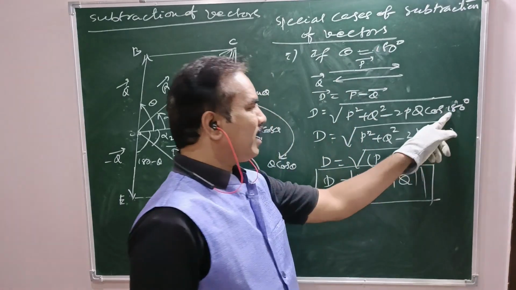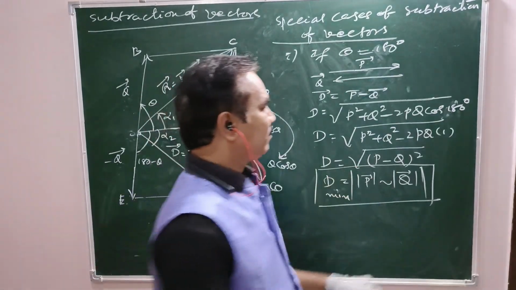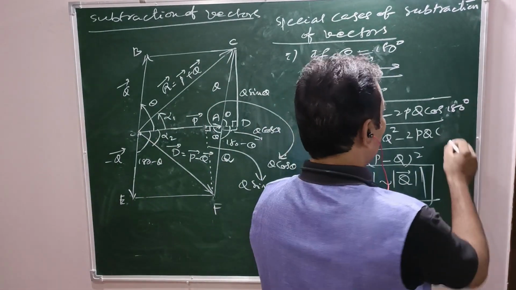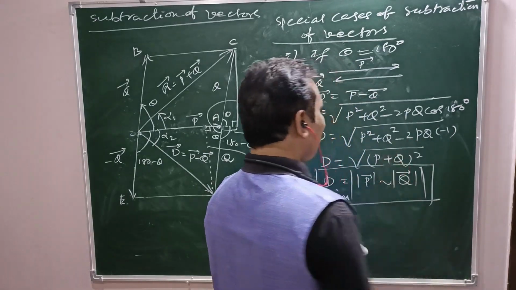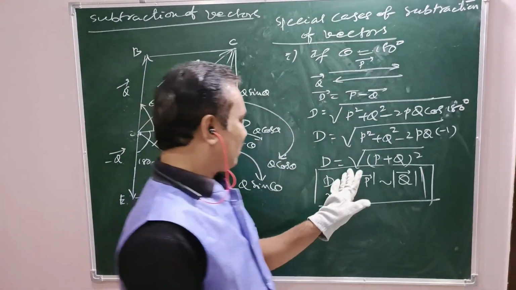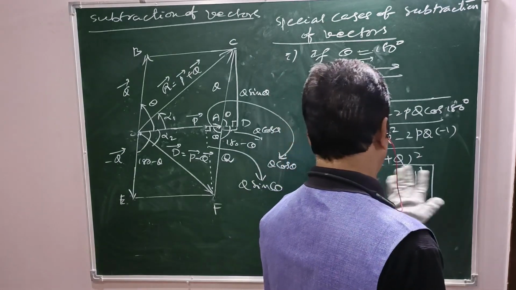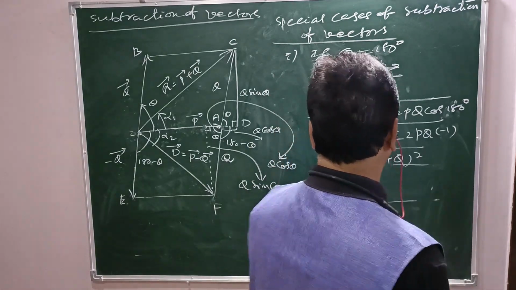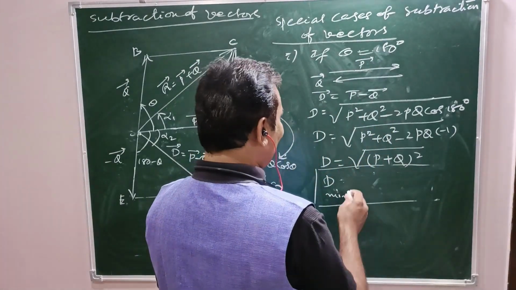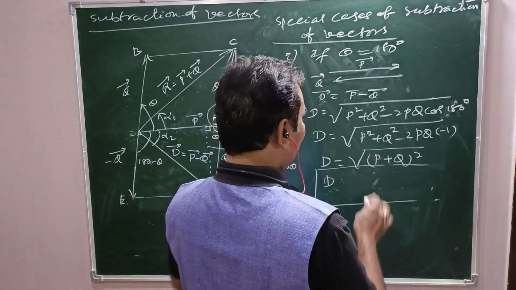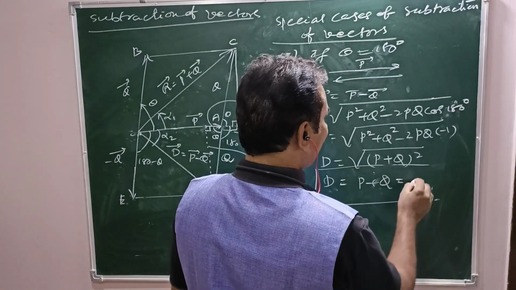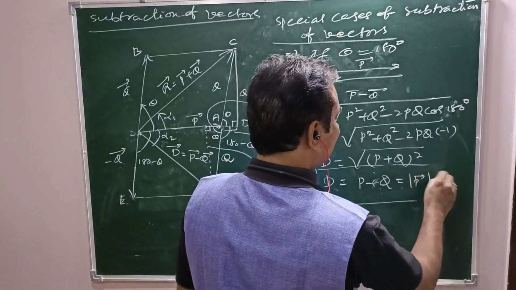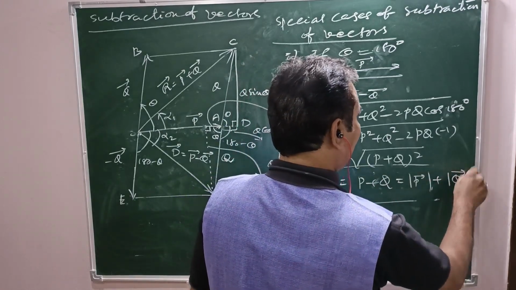Now what about cos 180? Cos 180 means minus 1. Minus or minus plus, that is plus. P plus q whole square this time. So therefore, here p plus q whole square, in the sense square root cancel. We are left with p plus q. That is p means mod p bar plus q means mod q bar.